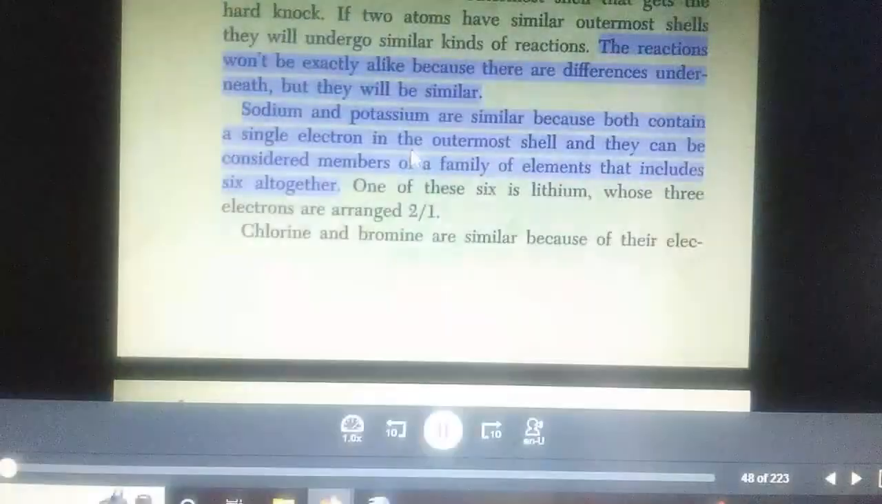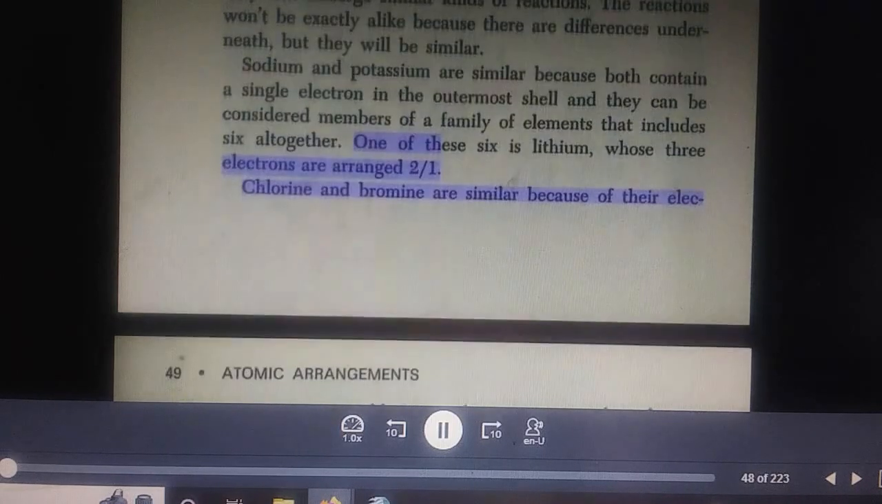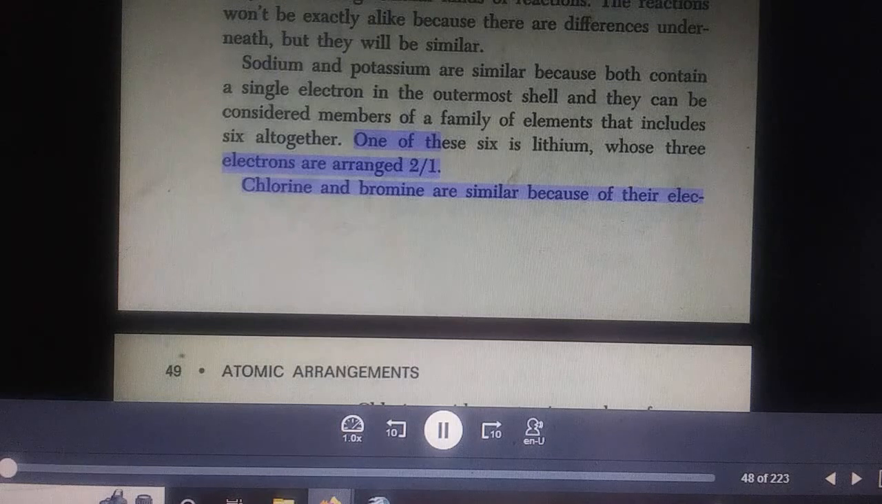Sodium and potassium are similar because both contain a single electron in the outermost shell, and they can be considered members of a family of elements that includes 6 altogether. One of these 6 is lithium, whose 3 electrons are arranged 2/1.